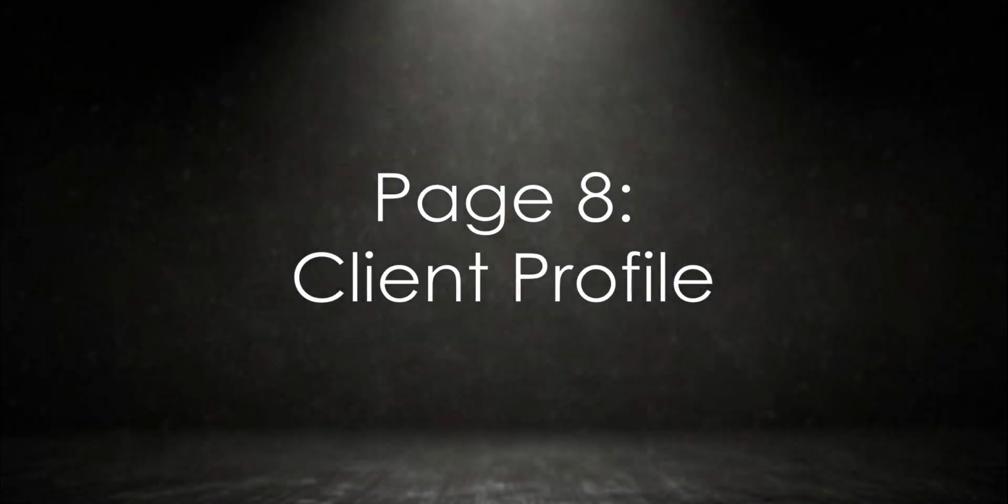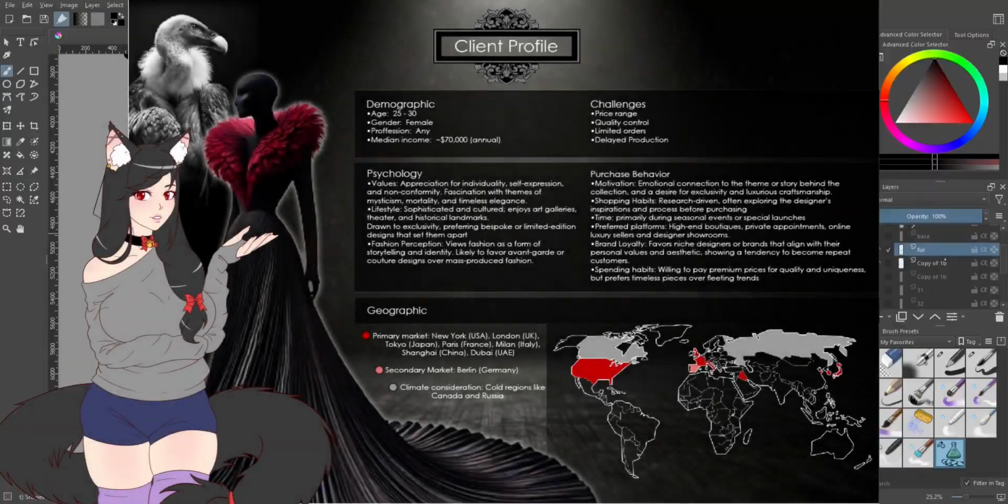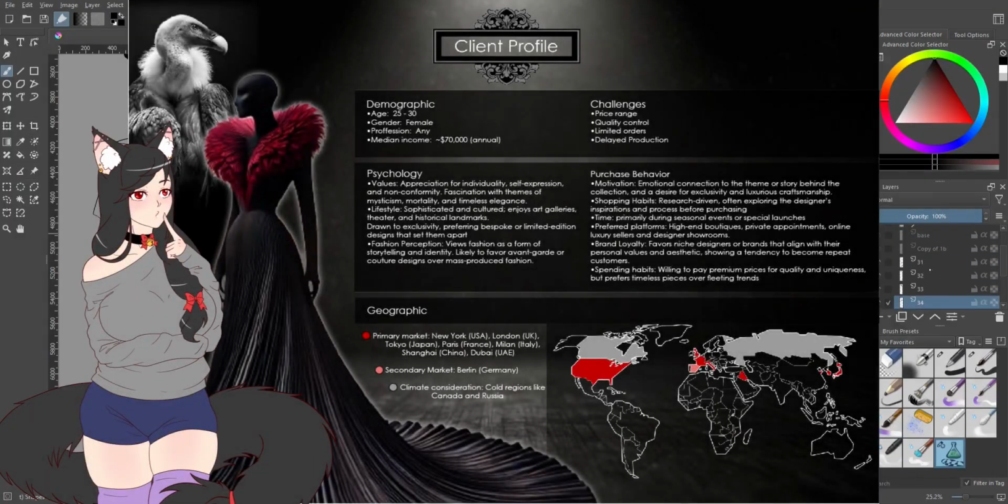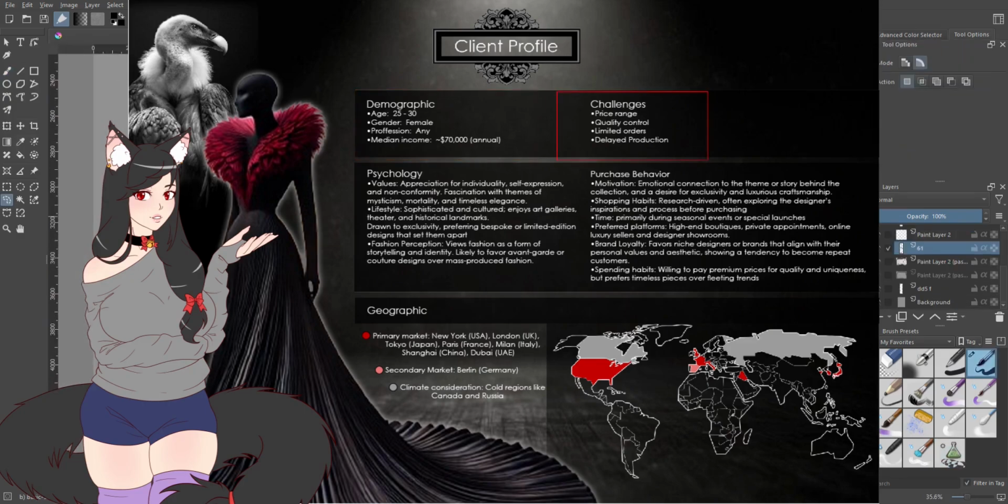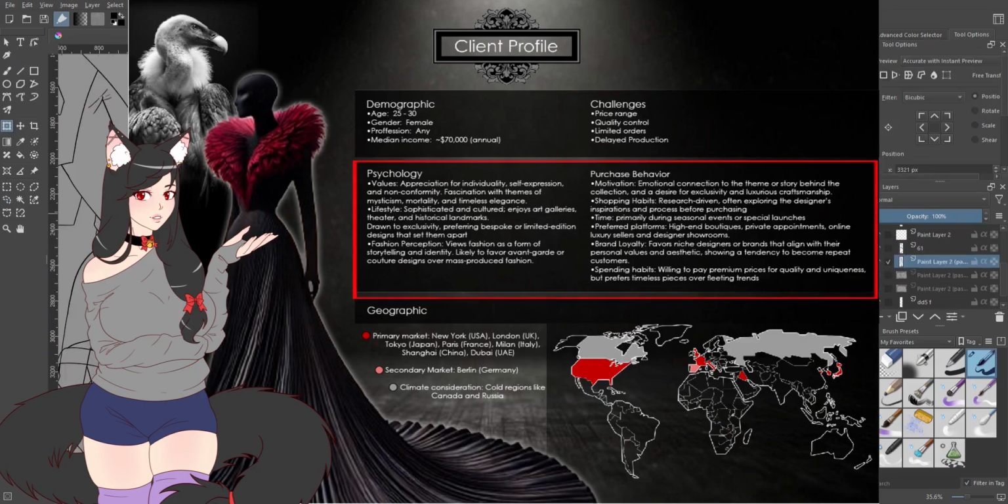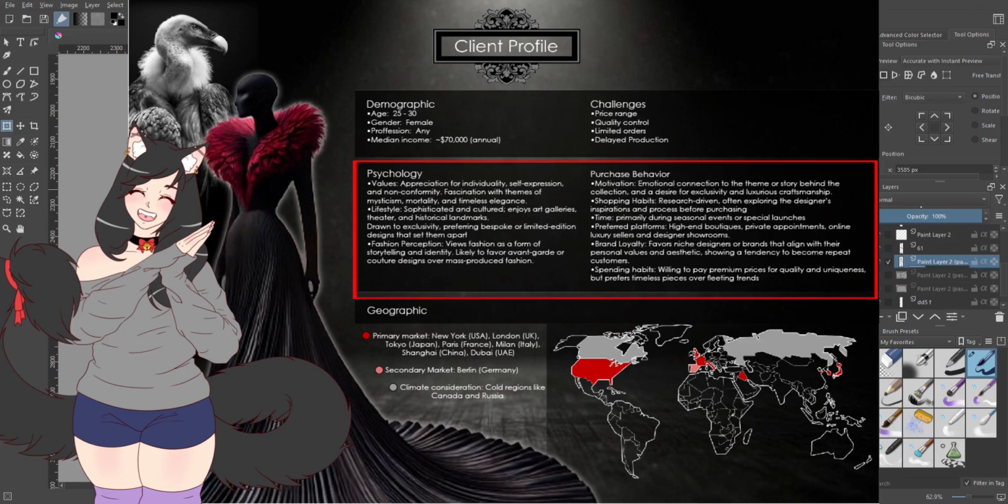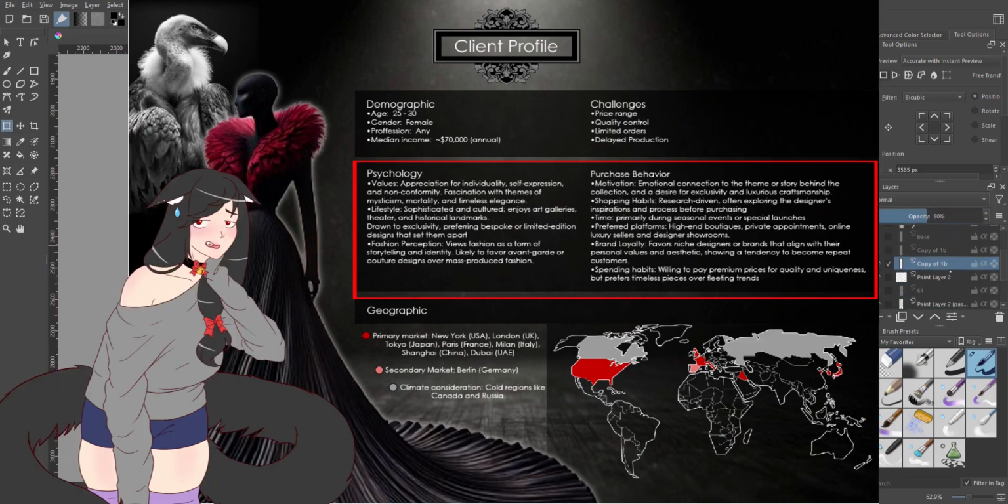Page 8, Client Profile. Now is when you wonder, who am I making this for anyway? That is where your client profile comes in. A client profile not only has your client demographic, aka their age range, gender, profile, and median income, but also the challenges that may come within targeting said demographic. You also need to note the psychology of your audience, their inner workings of their mind, their likes, dislikes, ambitions, and purchase behavior. Thank goodness for my consumer behavior classes, because I could not have gotten this far without it.